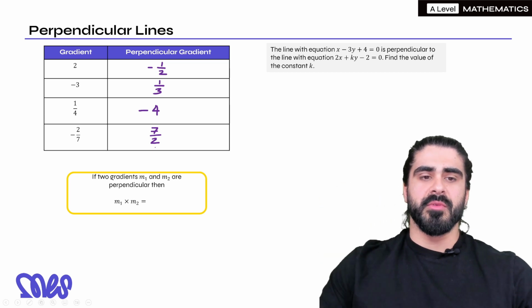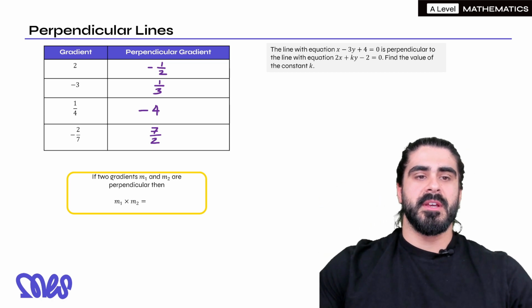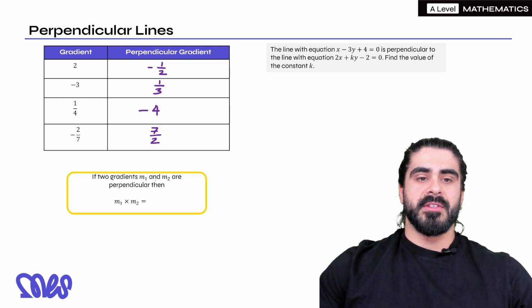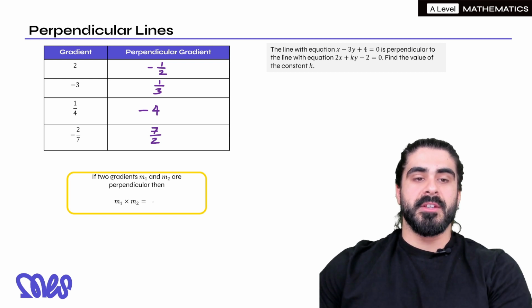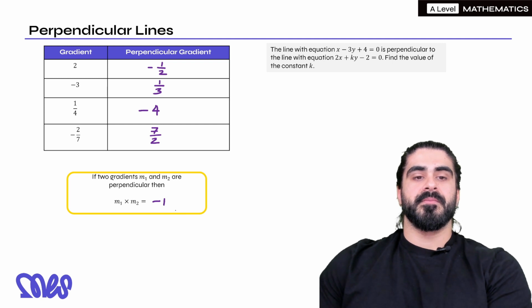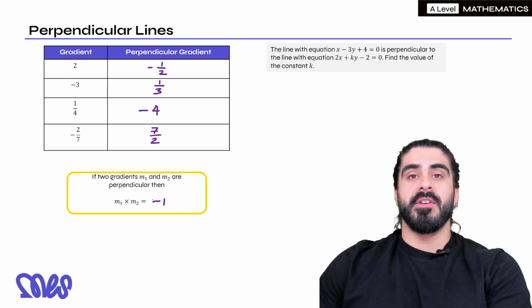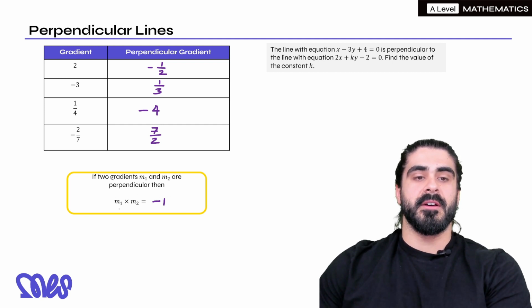So, in general, they do ask for this rule sometimes: when two gradients m1 and m2 are perpendicular, if we multiply them together, what do we get? Well, because we have the reciprocals of each other, if you take a number and multiply it by its reciprocal, you always get 1. But because you always have a change in sign, they always multiply to minus 1. So that's a rule we need to remember, and it's very useful when we come to do algebraic gradients.